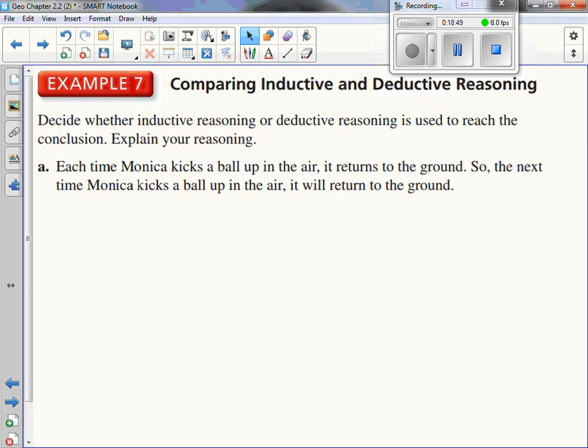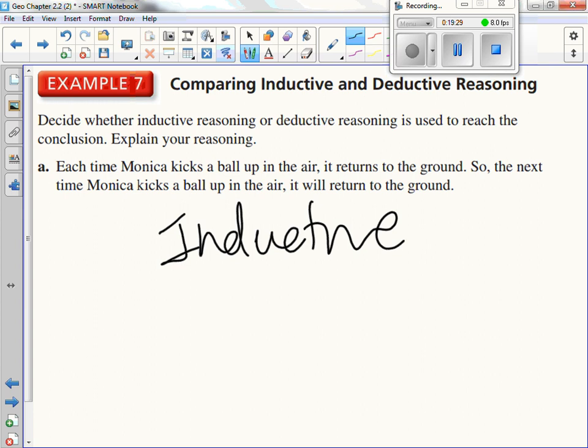So a little bit, but what are we doing? So each time Monica kicks a ball up in the air, it returns to the ground. So is that a fact? So we're talking about kind of gravity and whatnot. But did we talk about gravity here? What are we saying? Each time Monica kicks a ball up the air, it returns to the ground. Is that something we're watching? Because we're watching each time she kicks it up, it returns to the ground. So the next time Monica kicks a ball up in the air, it will return to the ground. This is what? Inductive.